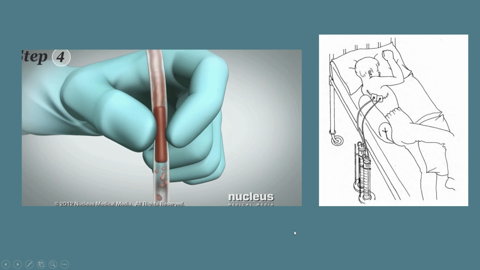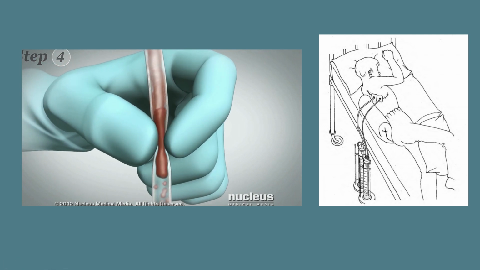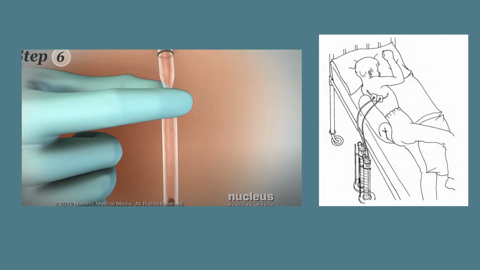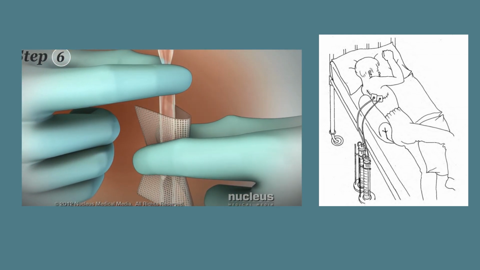Step 4. Loosen the clots by gently squeezing the tube surrounding them. Step 5. Use one hand to hold the drain tube in place where it leaves your skin. Step 6. Use your other hand to pinch the tube with an alcohol wipe between your finger and thumb.